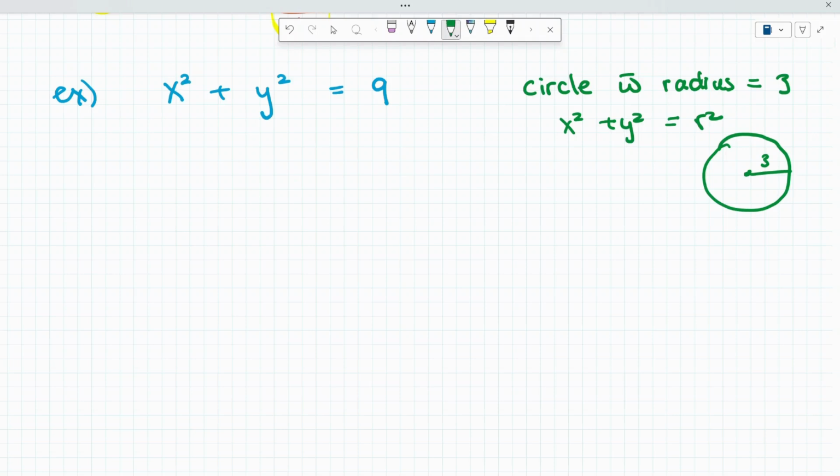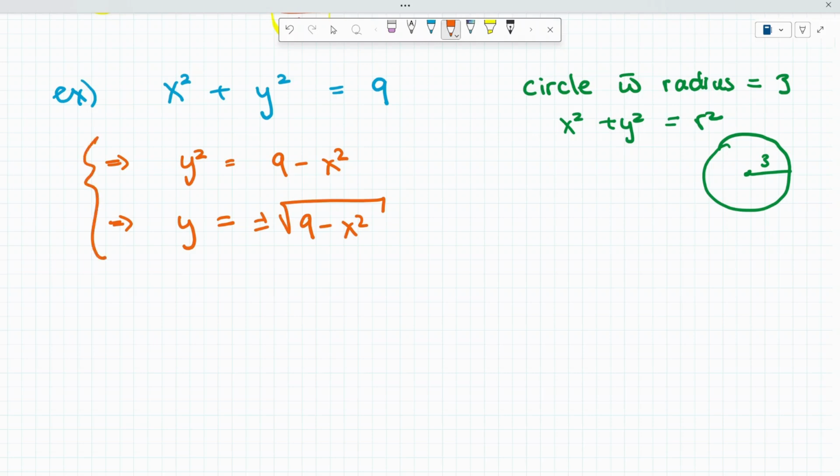You can see right off the bat that y is not isolated by itself on one side of the equation. But you can see pretty easily that we could rearrange for y if we wanted to, and it would not be much of a hardship. We could get y squared equals 9 minus x squared, and then by taking the square root, y equals plus or minus the root of 9 minus x squared. So this would be option 1, and this is without implicit differentiation. That's not what we're working on today.